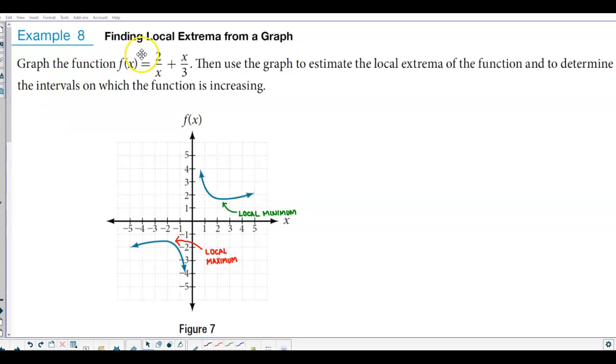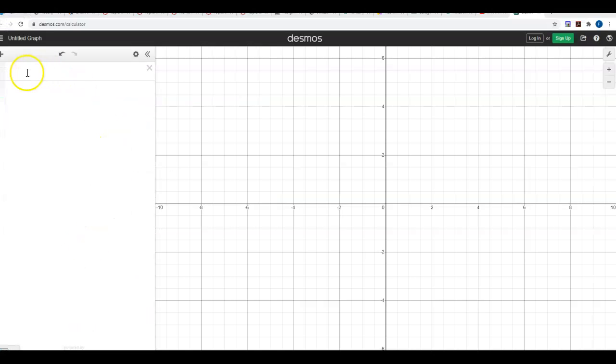Example 8, finding the local extrema from a graph. We want to graph the function f of x, which is equal to 2 over x plus x over 3, and then use the graph to estimate the local extrema of the function and to determine the intervals on which the function is increasing. So here we're going to go to Desmos to be able to graph that function.